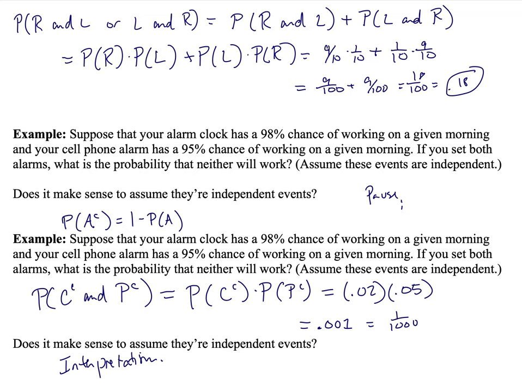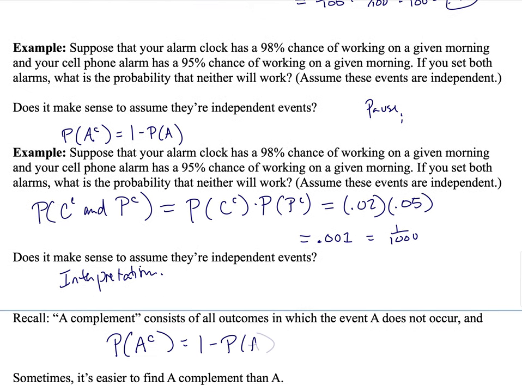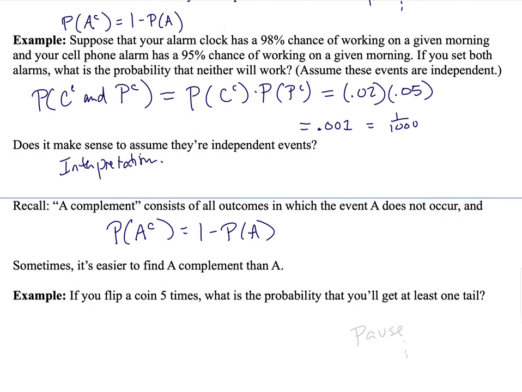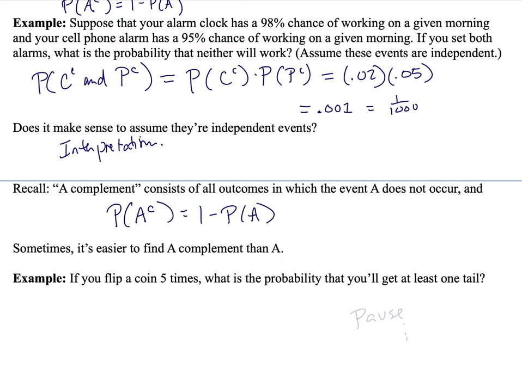Last one. So A complement consists of all outcomes in which A does not occur. As we said, the probability of A complement is equal to 1 minus the probability of A from a previous video. And sometimes it's easier to find the probability of A complement than the probability of A. So let's look at this example. If you flip a coin 5 times, what is the probability that you'll get at least one tail? So pause one more time, this is our last example, and think about that.